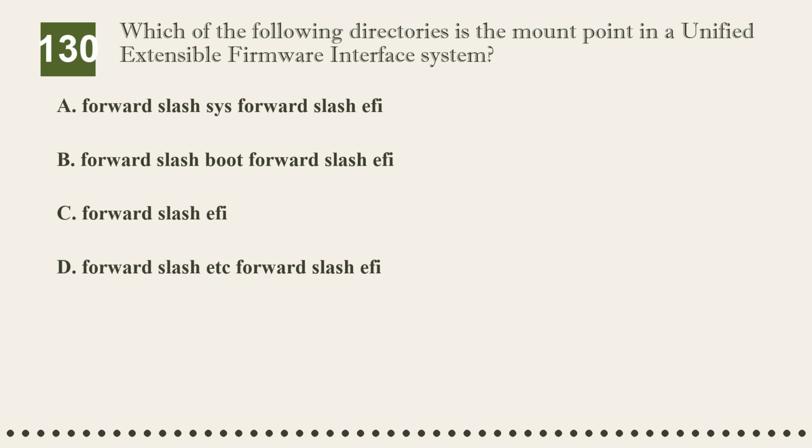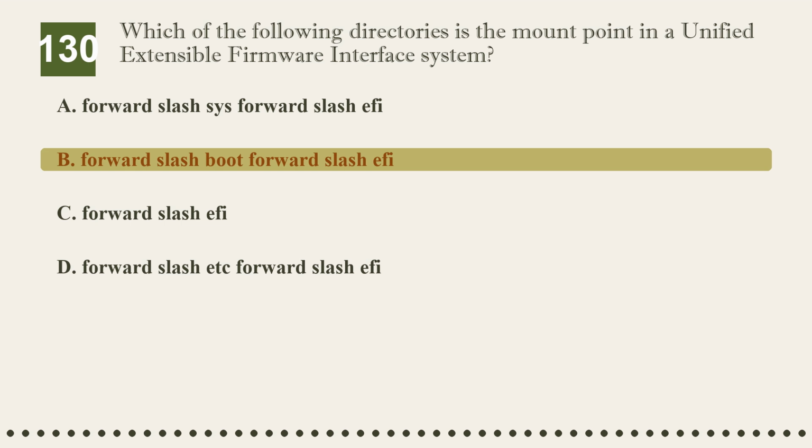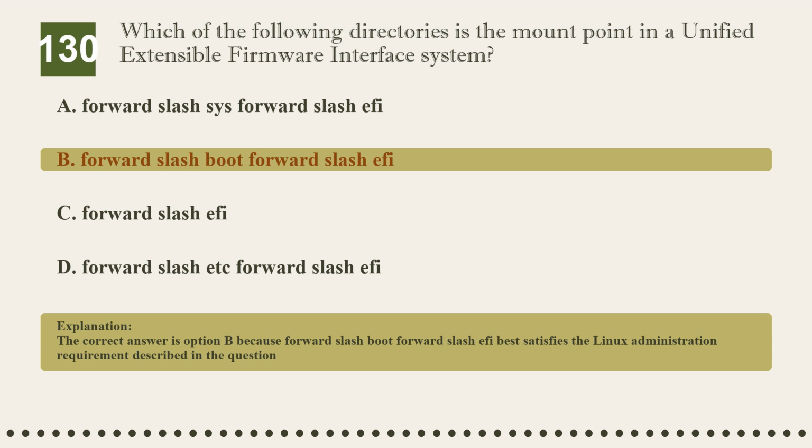Question 130. Which of the following directories is the mount point in a unified extensible firmware interface system? Option A, /sys/fe. Option B, /boot/fe. Option C, /fe. Option D, /etc/fe. The correct answer is option B, /boot/fe. The correct answer is option B because /boot/fe best satisfies the Linux administration requirement described in the question.